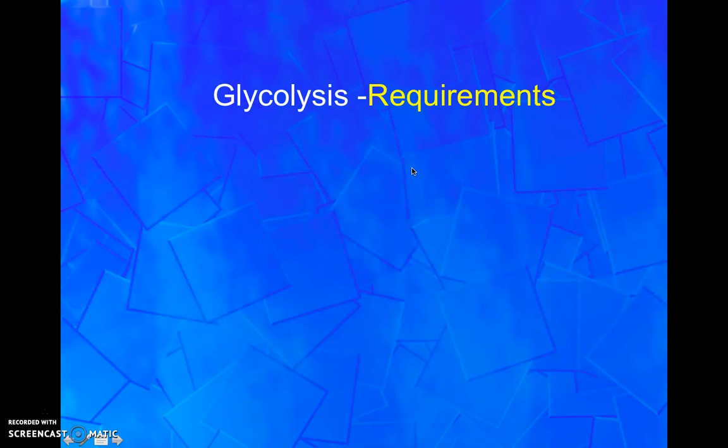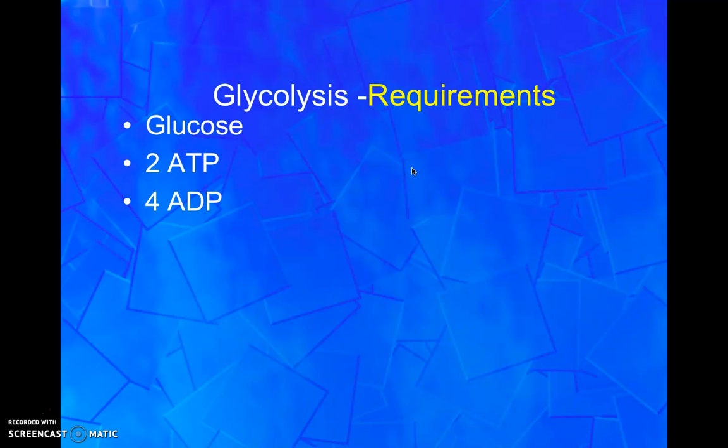So what do we need for glycolysis? First off, we need glucose, obviously. We need some ATP. We need something to start the process. Need activation energy. We need some ADP so we can make ATP. We need some NAD plus so we can make NADH.